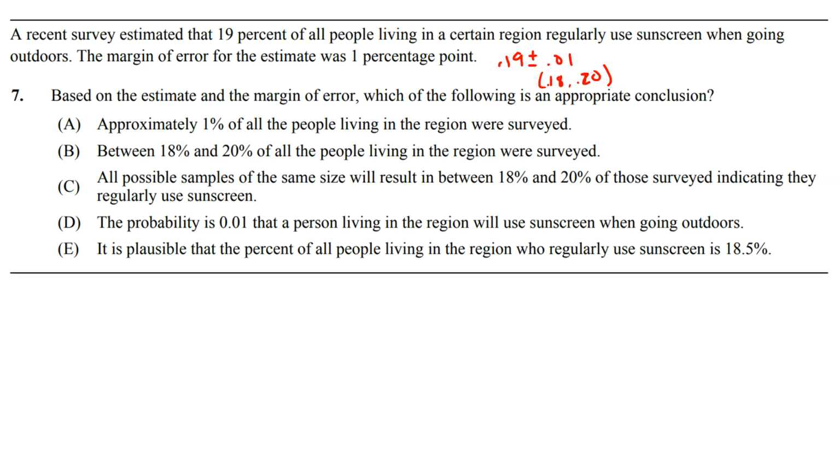In this one, most of these answers just don't really make sense. Approximately 1% of people living in the region were surveyed? No. 18% to 20% of people living there were surveyed? No, this has nothing to do with that. All possible samples of the same size going 18%? No, it won't result in that. That's like the definition of confidence level, but that's not what we're talking about. The probability is 0.01 that a person living in the region will use sunscreen? No, that's not it. It is plausible that the percent of all people who live in the region is 18.5. 18.5 is within our range, so it is plausible that that's true, just like any other number in that range, but that's the only one of those that makes sense.